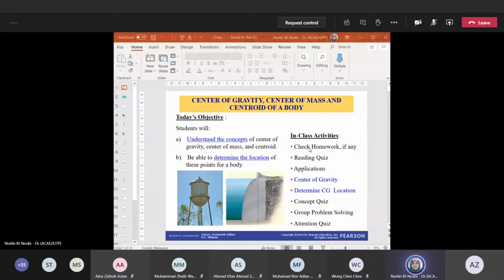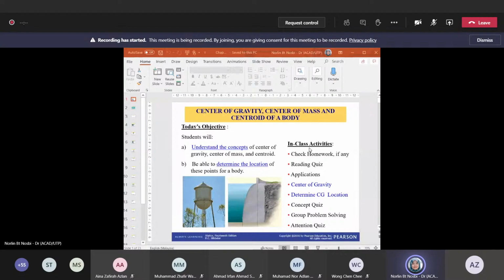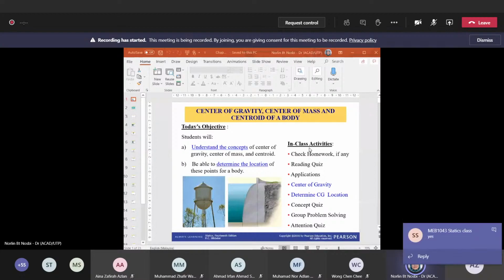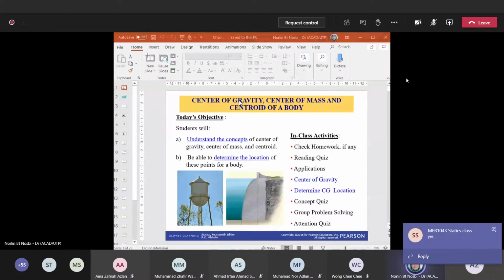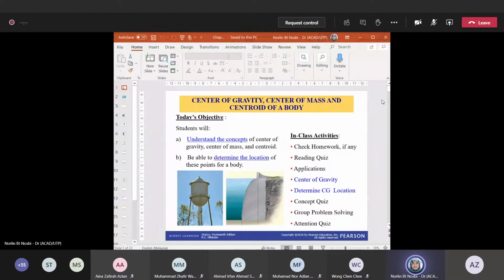Can you see the slide that I share with you? Okay, good. Now we are in week 10, right? So it's almost the end of the semester. So we continue chapter 9, which is on center of gravity, center of mass, and centroid of a body. Oh, sorry, I should click the slideshow.